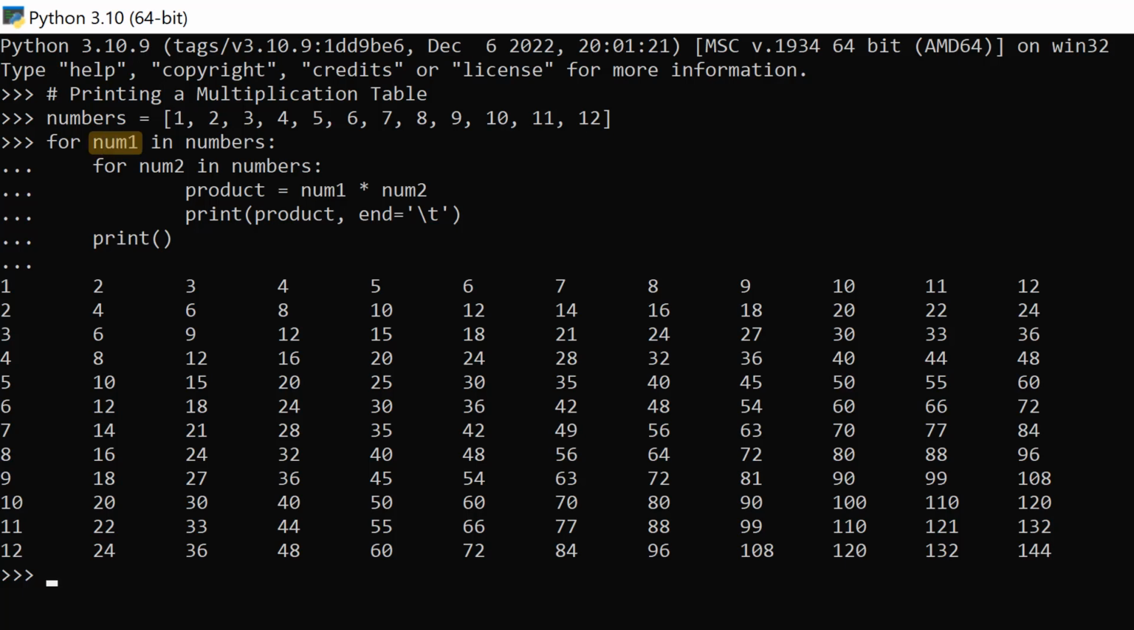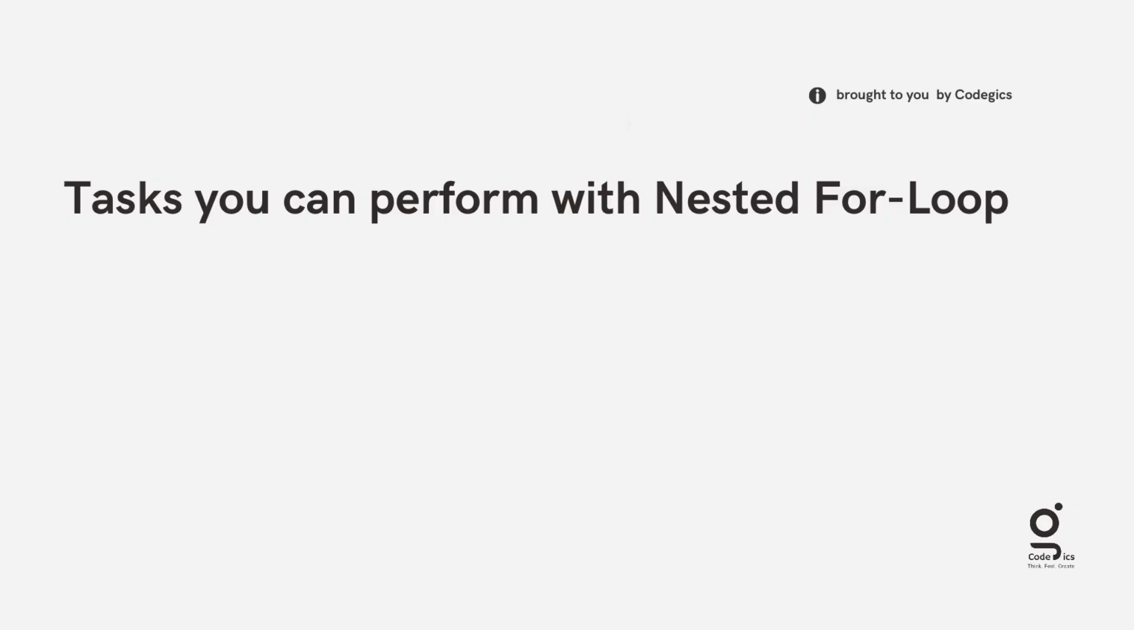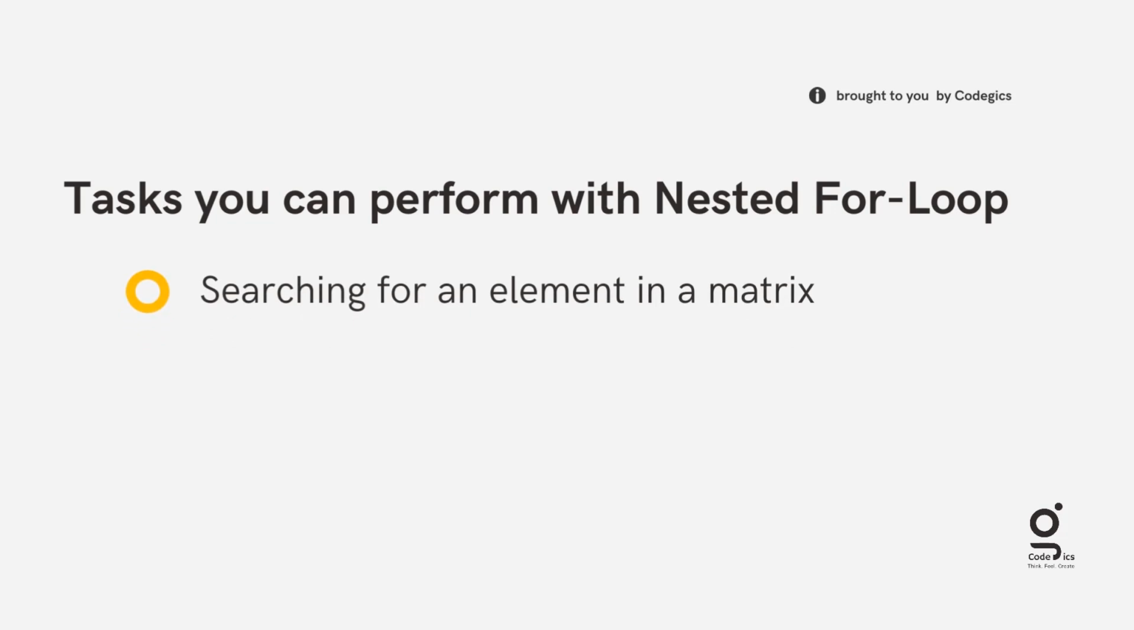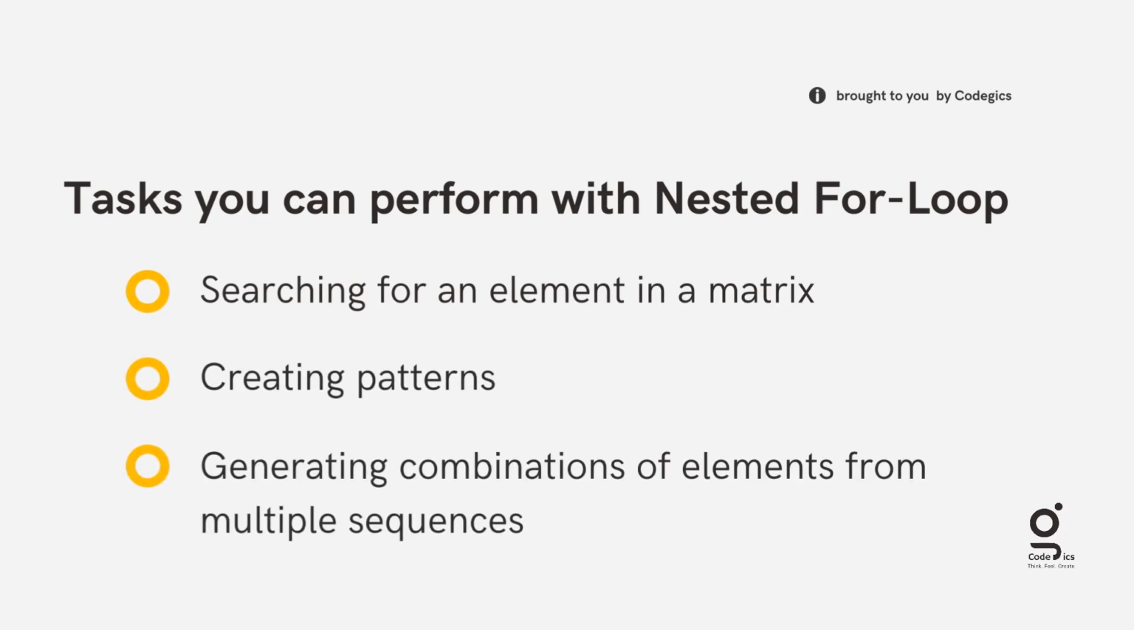This means that for each element in the outer loop, the inner loop iterates over all the elements in the sequence. Nested for loops can be used to perform a variety of tasks, such as searching for an element in a matrix, creating patterns, or generating combinations of elements from multiple sequences.